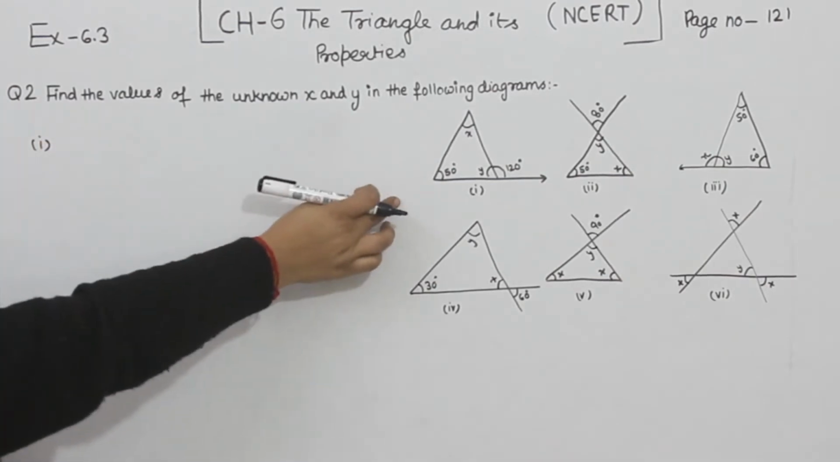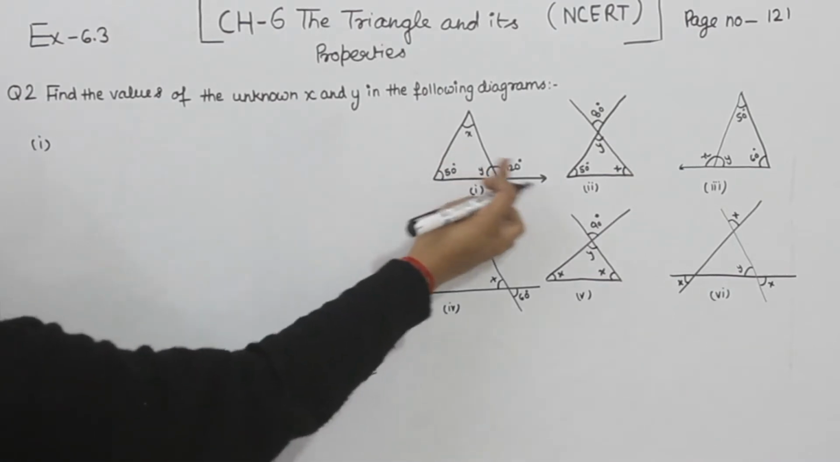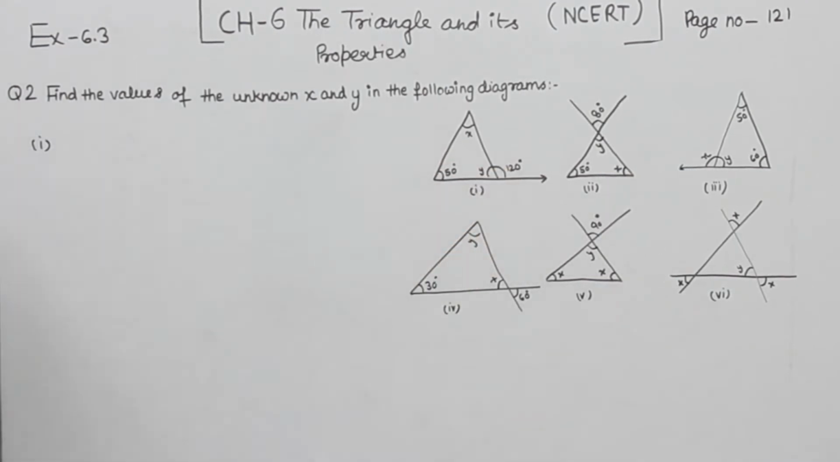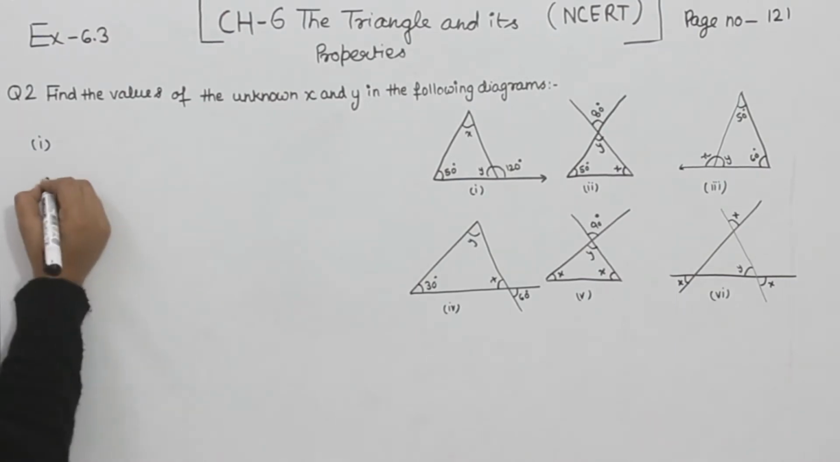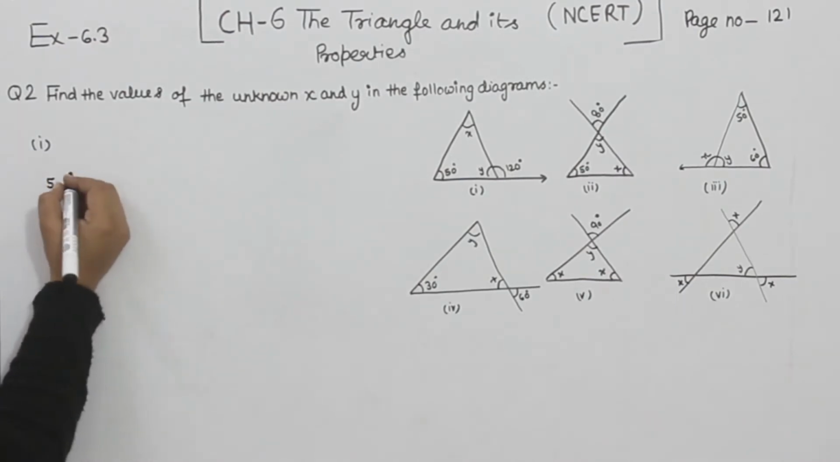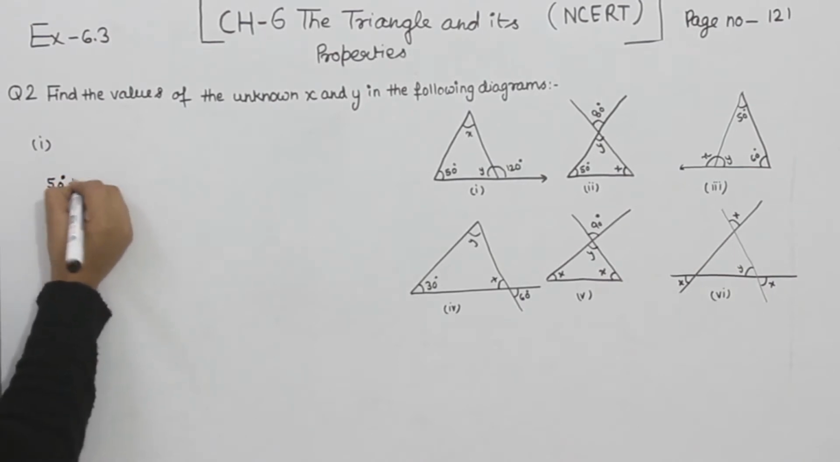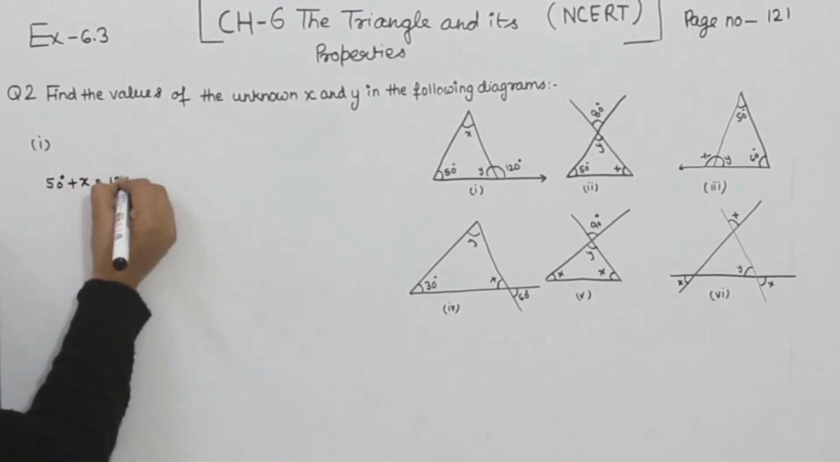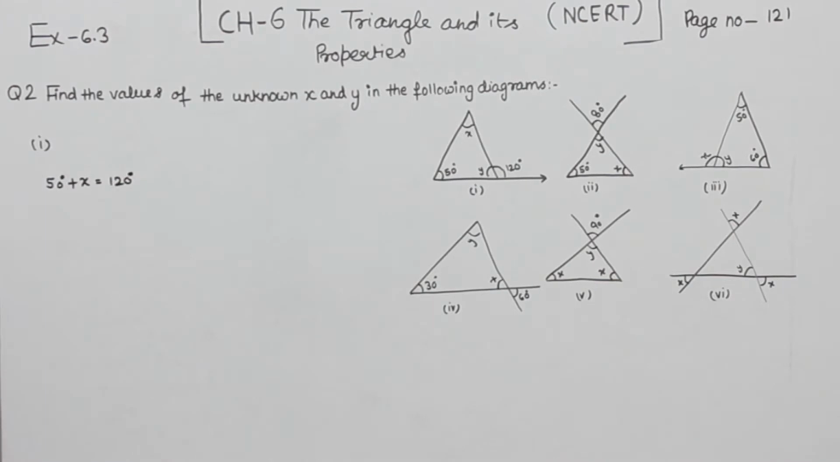This is the first figure given to us. This is x, this is y, this is given as 120 and this is 50. So first we will start with 50 degree plus x is equal to 120. Why? Because sum of interior opposite angles is equal to exterior angle.